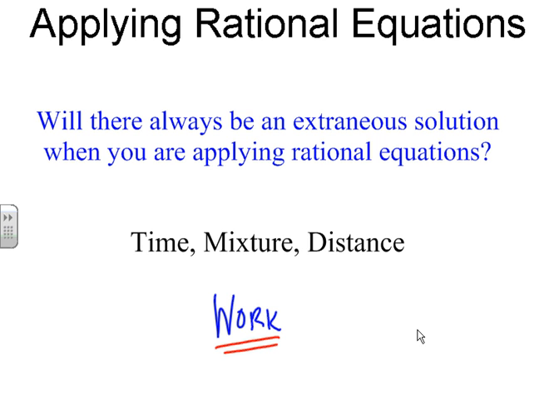We have this question: will there always be an extraneous solution when you're applying rational equations? Well, more than likely there will be, because if you have things that are going to x squared, and you're solving, that means you're going to get two possible solutions. But we know in the real world it's impossible to have two solutions to a problem. There's really only going to be one solution to a problem, like how much time it takes for you to do something. You'll get one solution. It doesn't take two different times to do something.